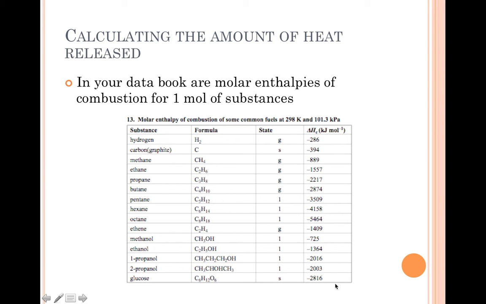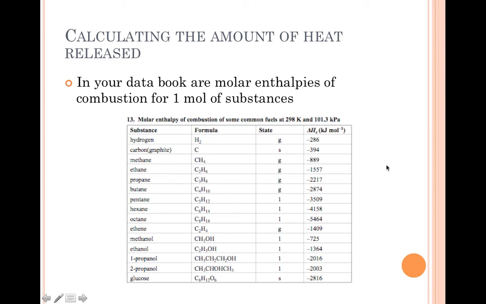These delta H values are used so we can calculate the amount of energy released by a certain mass. Or if we know the amount of energy, we can calculate what mass was released. Okay? For each of these, this is per 1 mole of the substance. Okay? Be careful about that.